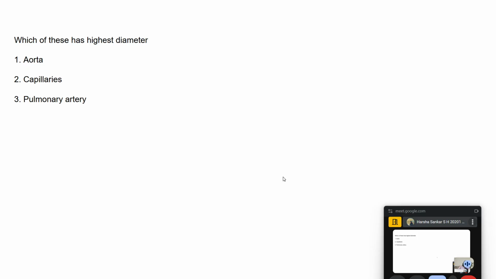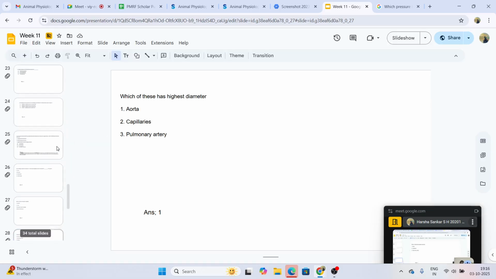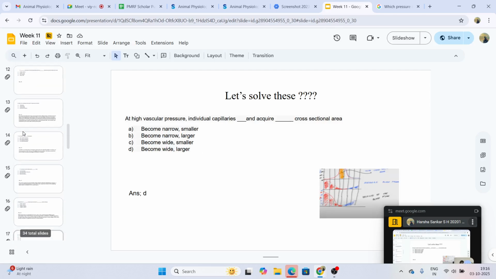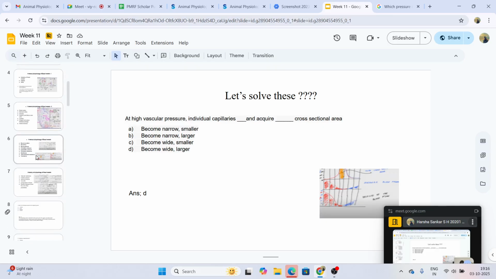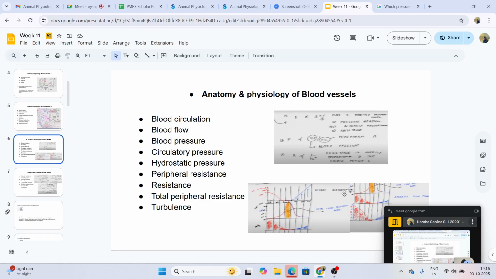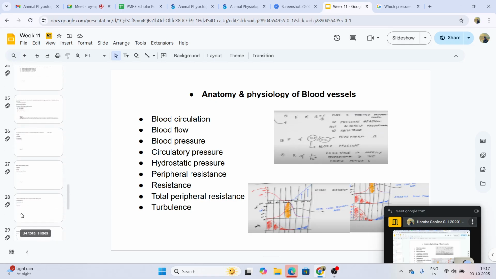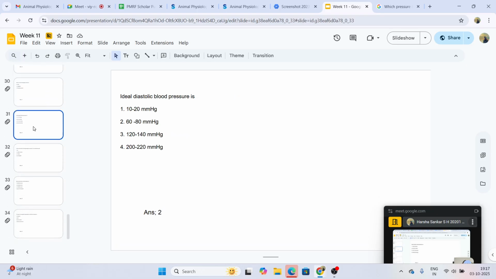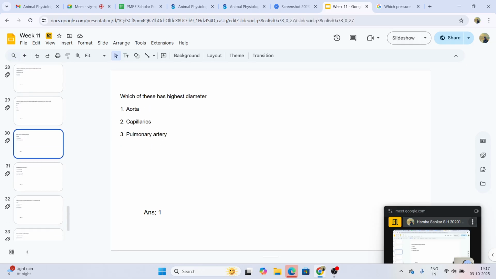Which of these has highest diameter was the question. So we remember that chart we have seen. I'll go to the chart again if you want. Here. So the vessel diameter, which has the highest diameter in the options. So the correct answer among the options is the aorta, right? So correct answer is 1.